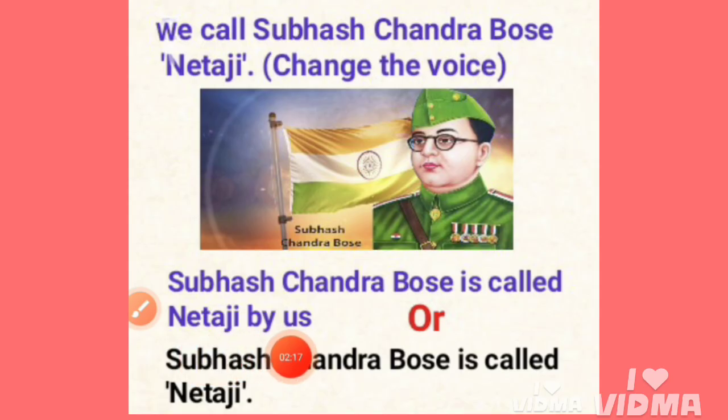Then we have written by, then us. This us is the objective form of this word we. We is the subject here and the objective form is us. So the passive voice is: Subhash Chandra Bose is called Netaji by us. Or we can write in this way, Subhash Chandra Bose is called Netaji. We need to write by us.